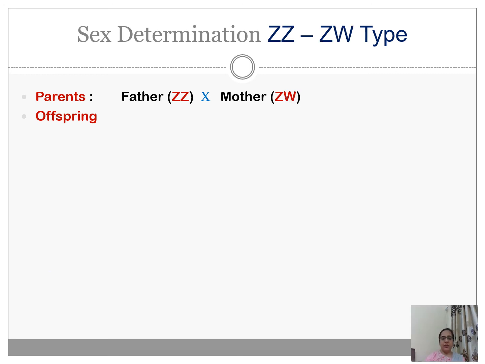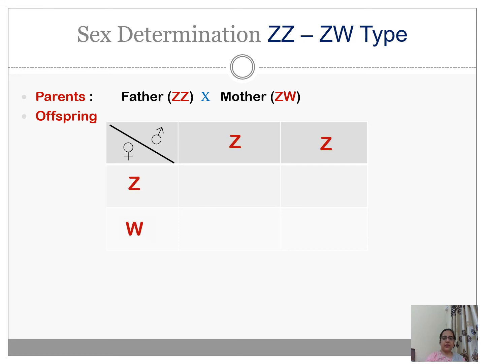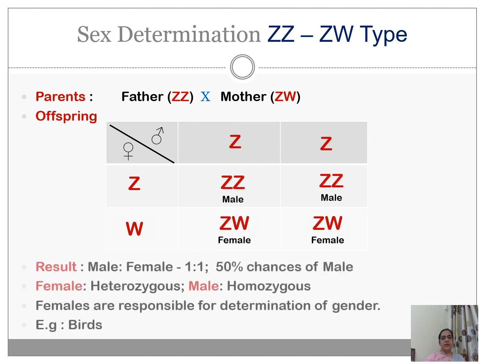Now coming to another kind of sex determination, that is ZZ and ZW type. Here, the father is homozygous, while mother is heterozygous. Now, making of male and female gametes, generation of progeny, coming to the results. Here, the females are responsible for determining the gender of a child, as female is heterozygous while males are homozygous. This kind of situation is found in birds.